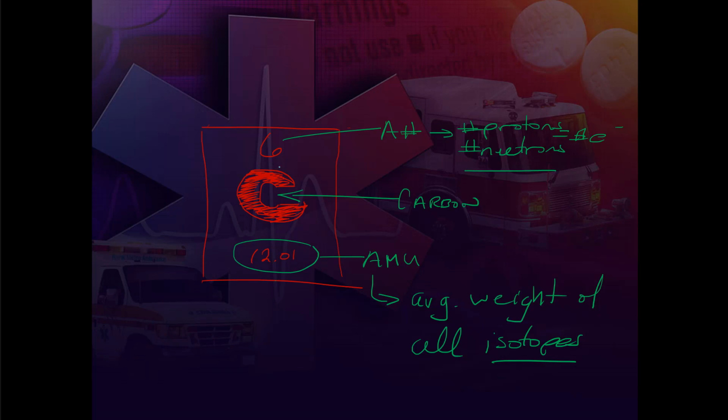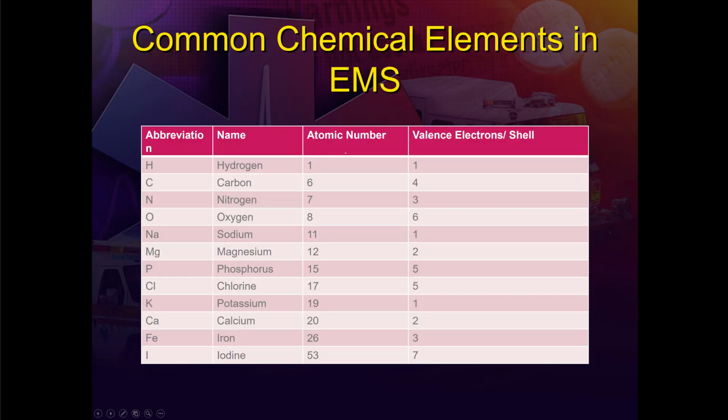And remember, first we'll fill the first shell with 2, and then the next shell can hold up to 8. And if we have less than 8, then we'll be filling the first shell and leaving the second shell partially open. Here's a list of some common elements that are useful in EMS. The name, abbreviation, the atomic number, and the number of valence electrons that are in each element's valence shells. This is not an all-inclusive list, but these are the most common chemicals that are used to describe either pharmacology or physiologic processes in the body that we have an impact on in EMS.